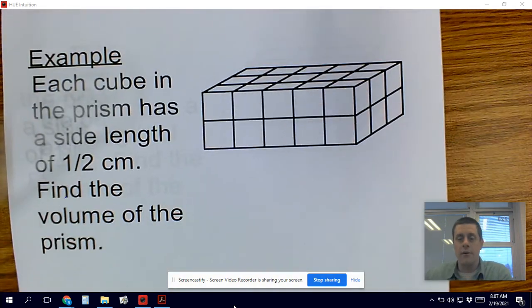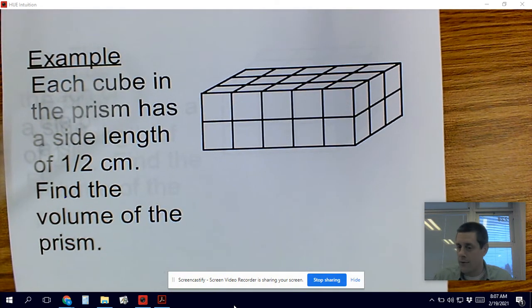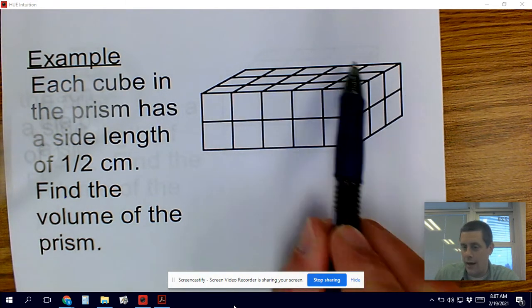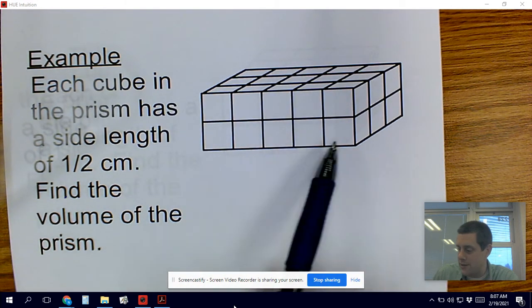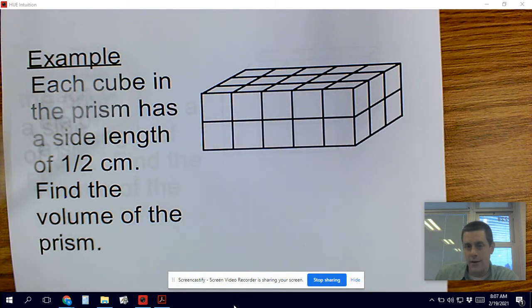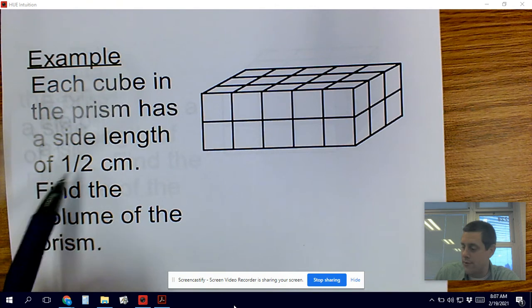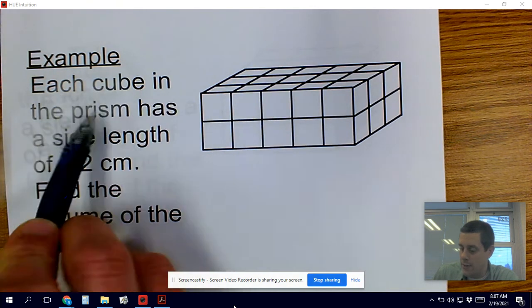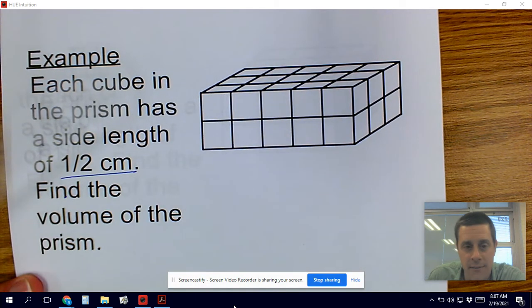All right, last thing you're going to be asked to do with volume of a rectangular prism. Instead of giving you a length, a width, and a height, they will give you a figure where you actually see the cubic units that fill that rectangular prism. And they'll give you a little piece of information about each of those. So each cube in the prism has a side length of 1/2 centimeter.